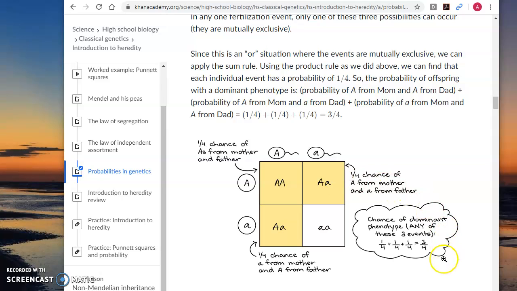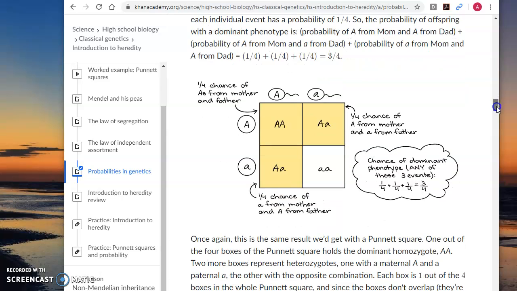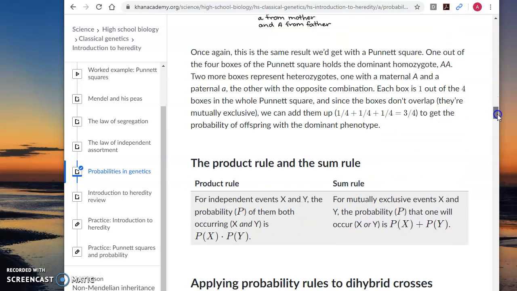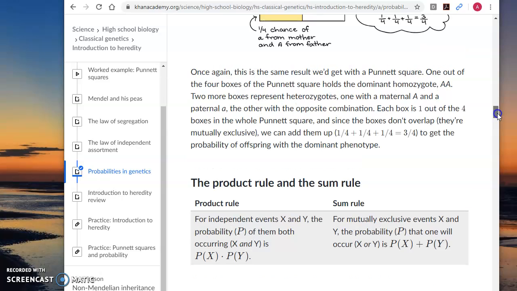So the chance of dominant phenotype, so any of these three events, we're going to add those together, 1/4 plus 1/4 plus 1/4 gives us 3/4. And so that is the fraction of the potential of that outcome. The last thing to look at here is a quick caption of these two rules. If you're going to have a study guide, this would be a great thing to put on your study guide.